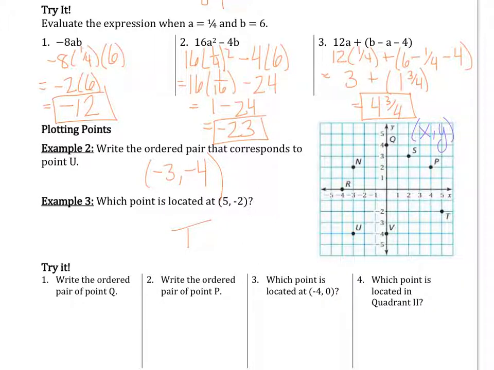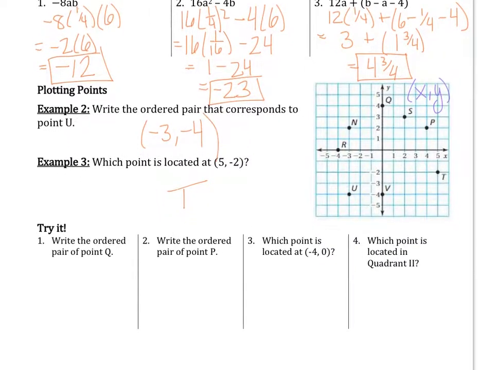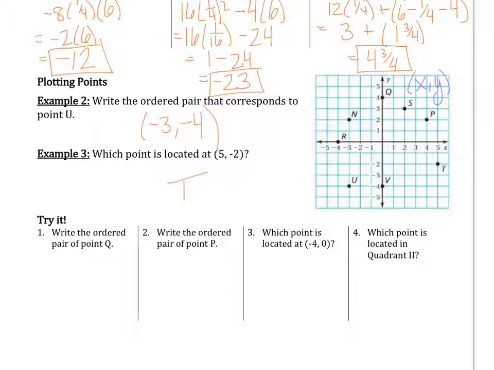So the next 4 questions are pretty self-explanatory. They go right along with what we just did. So go ahead and do those on your own, hit pause, and then come back and check your answers. Okay, so hopefully your answers match up with mine. The only one I really want to go over is number 4 when they're asking which point is located in quadrant 2.